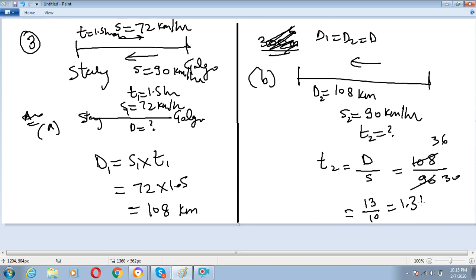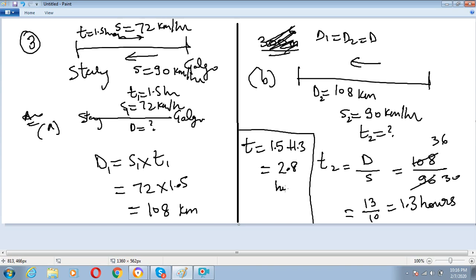1.3 hours is the time taken for the return journey. T1 was the time taken for the going journey. The question is asking what is the total time to reach Stirling. Reaching Stirling means from Stirling to Glasgow and back to Stirling. So 1.5 hours plus 1.3 hours. Going time 1.5, coming time 1.3. So the total time is 2.8.